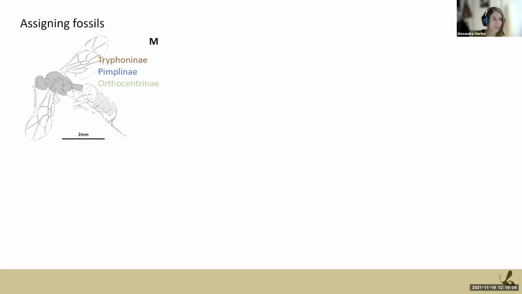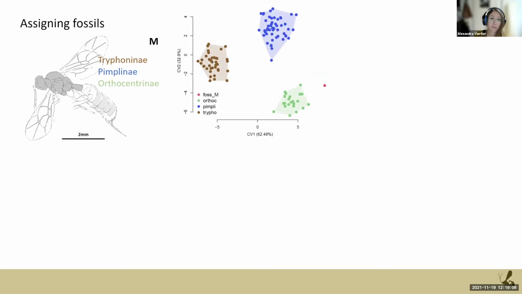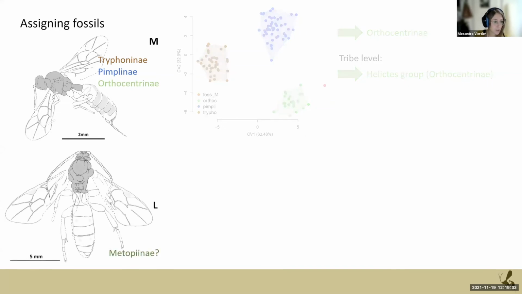So for example, this fossil M, I had 3 subfamilies. In the CVA, it's not in the group itself, but it's very close, and I have more CV score axes. It groups within Orthocentrini, the greenish ones, on subfamily level, and also on tribe level. There it was in the Helictis group, which is also Orthocentrini. And it worked for many like this, but I also discovered something else.